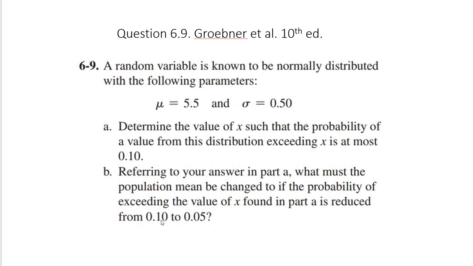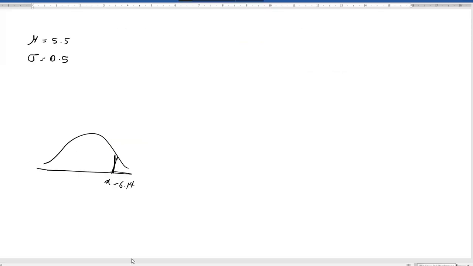And we are also looking for a new population mean, and we are changing the probability. So what's happening here is that this mu is no longer valid anymore, so I need to cross over that. I don't need this. I'm looking for a new mu, so that's the value of interest.